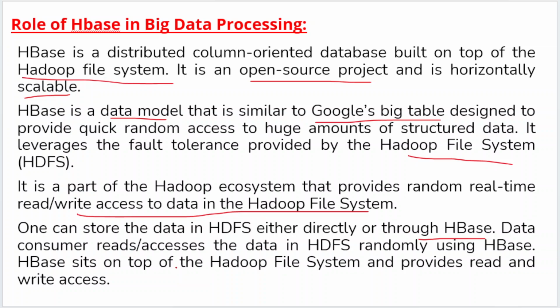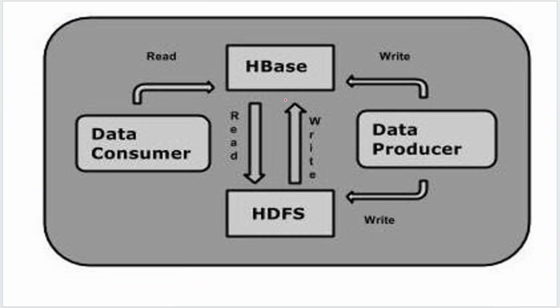See, one diagram is there here. I am having HBase, and below I am having HDFS. Why? Because on top of HDFS only I am going to use my HBase. So I can do my reading part and my writing part into HDFS. Whatever files are there in HDFS, from HBase I can read those files. And if I want to store files also, I can store the files in HDFS.